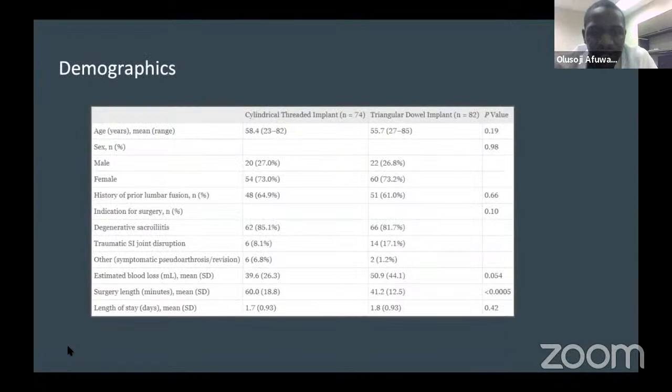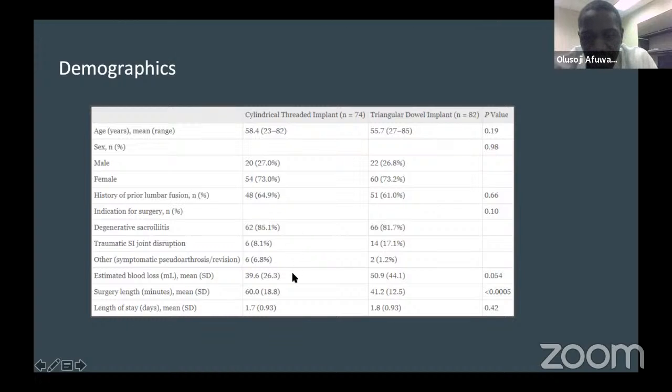Here's the demographic data looking at the cylindrical threaded implants and the triangular dowel implants. Overall, the patient population was pretty similar between both groups. The CTI implant system had a sample size of 74, while the TDI had a sample size of 82, so it's pretty comparable as well. The male to female distribution was also comparable, about a quarter to three quarters across both groups. Both groups also had greater than 60% prior history of lumbar fusion.